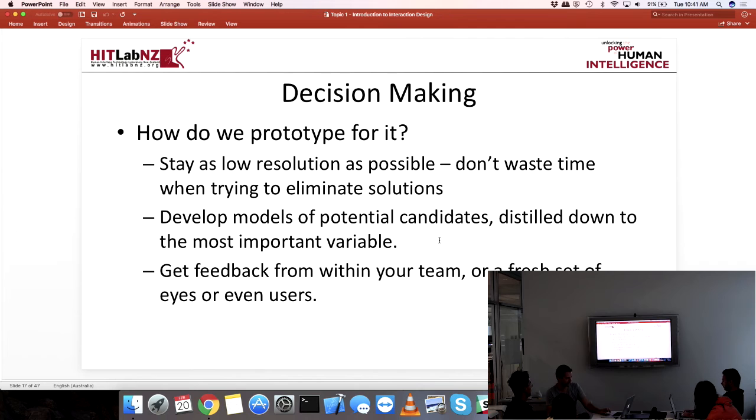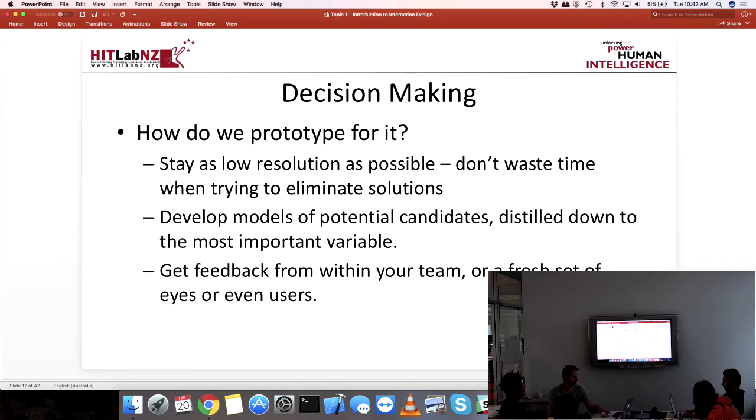Develop models of potential candidates, and distill down to the most important variable. If we're trying to solve one problem and I have this great idea which is going to solve element X, and someone else has a great idea which is also going to solve element X, don't worry about anything else. Don't worry about how pretty it looks or what sort of user interface it is if we're trying to solve some mechanical problem. Just focus on what the important aspect is between the two of these and really develop around that.